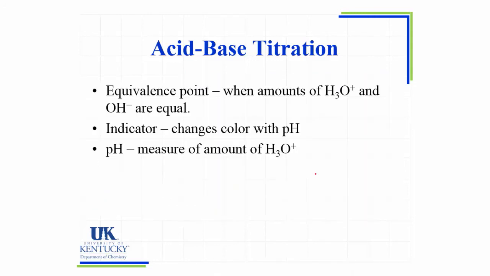A couple of things we look at when we're dealing with acid-base titrations are the equivalence point. And what this means is when the H3O+ and the OH- concentrations are equal to one another. That doesn't necessarily mean the concentration of acid and base are equal, because if we don't have a 1-to-1 ratio between the two reactants, then we will have different amounts of acid and base, but we will have the same amount of H3O+ and OH- ions.